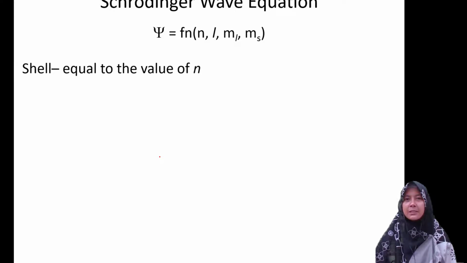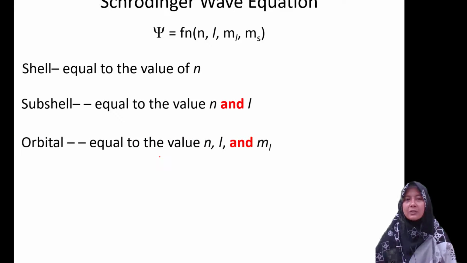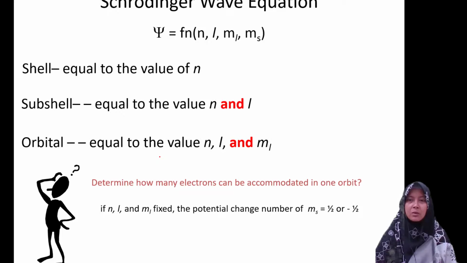Okay, for example, in the Schrödinger wave equation, remember that the shell is equal to the value of n. The subshell is equal to the values of n and L. The orbital is equal to the values n, L, and ml. If I have the question, determine how many electrons can be accommodated in one orbital. If we follow the Schrödinger wave equation, there are four variables.